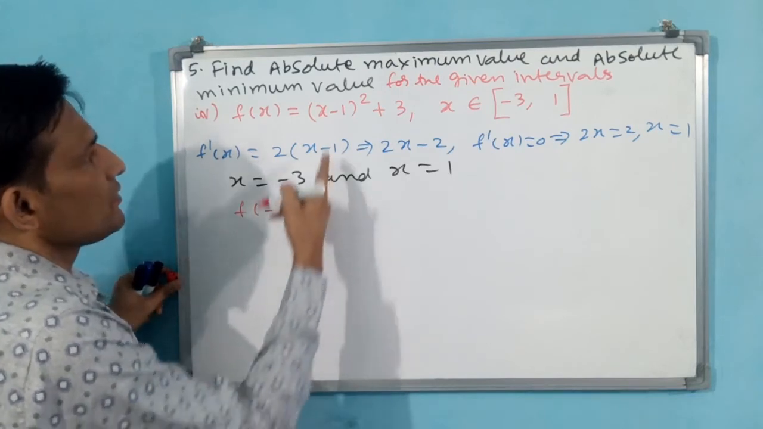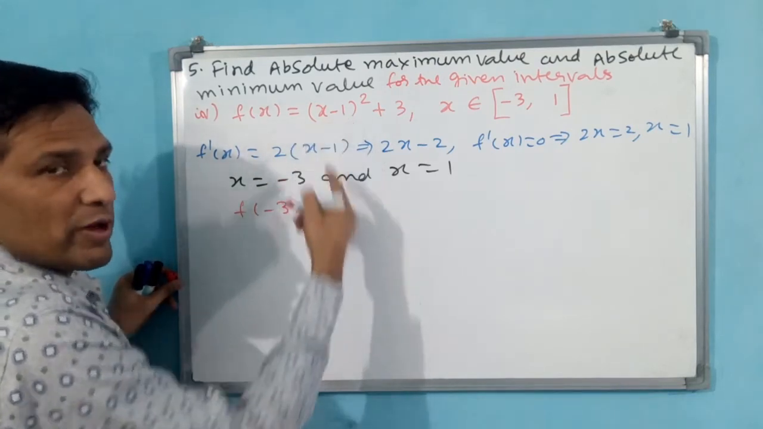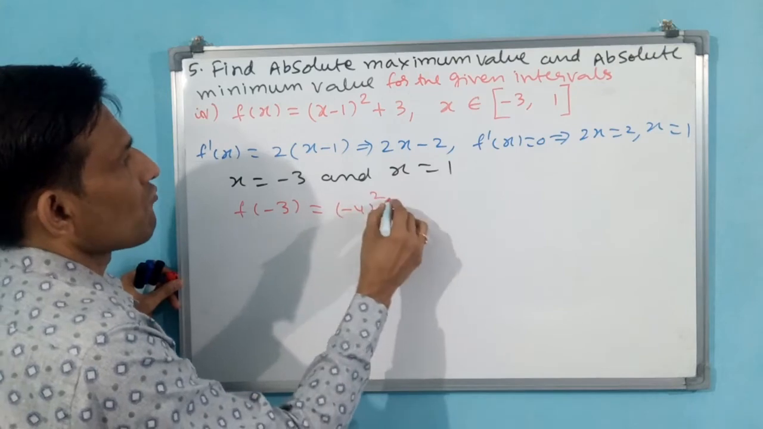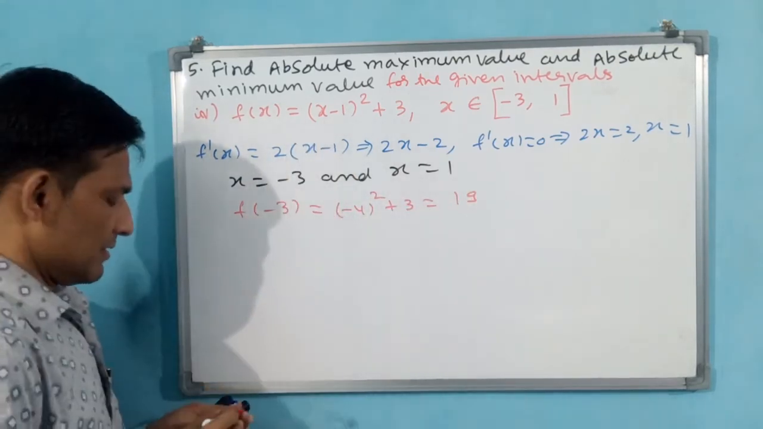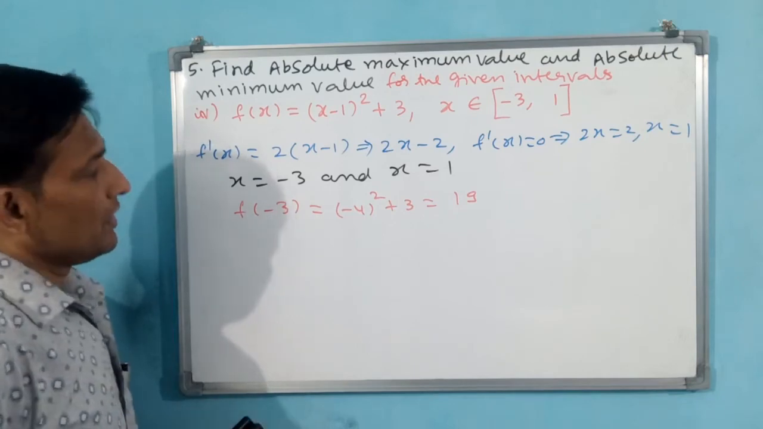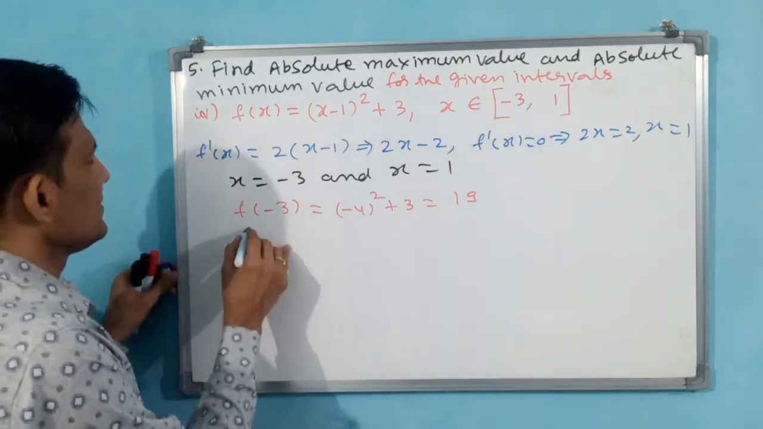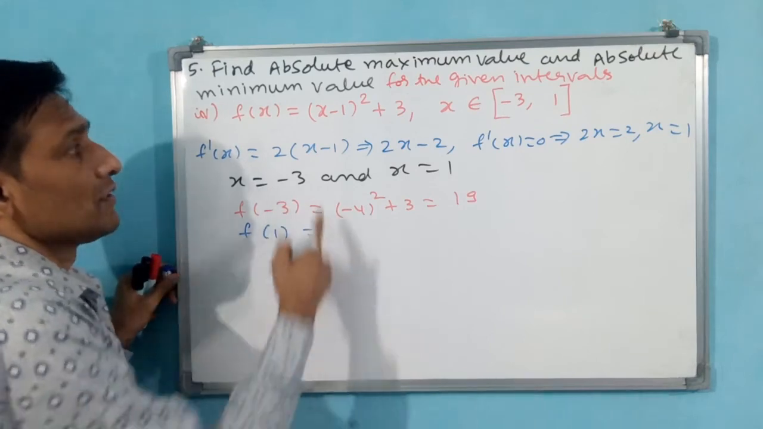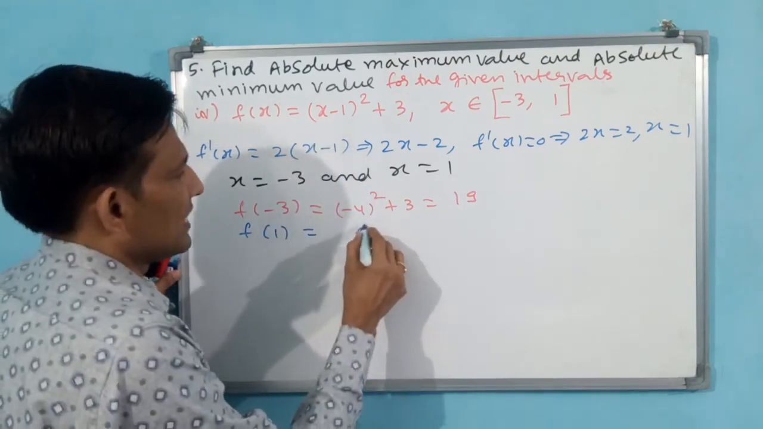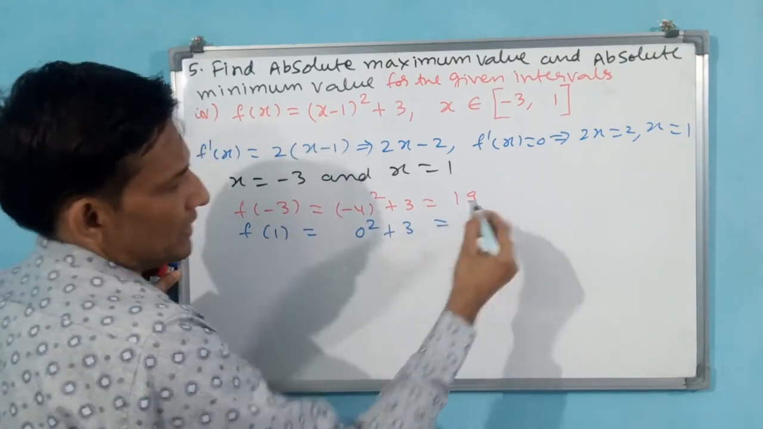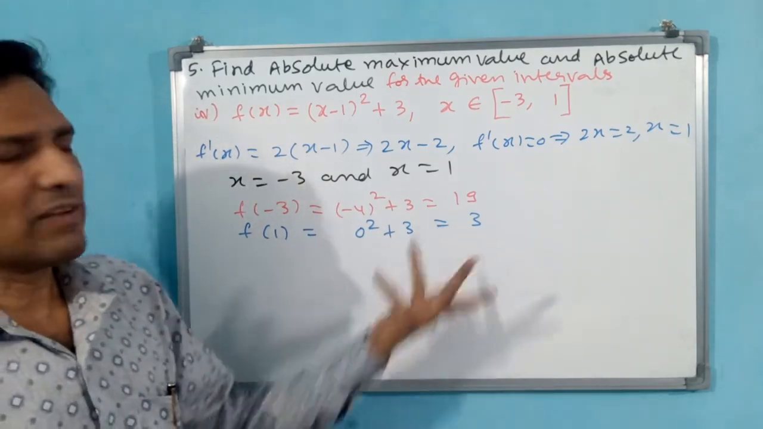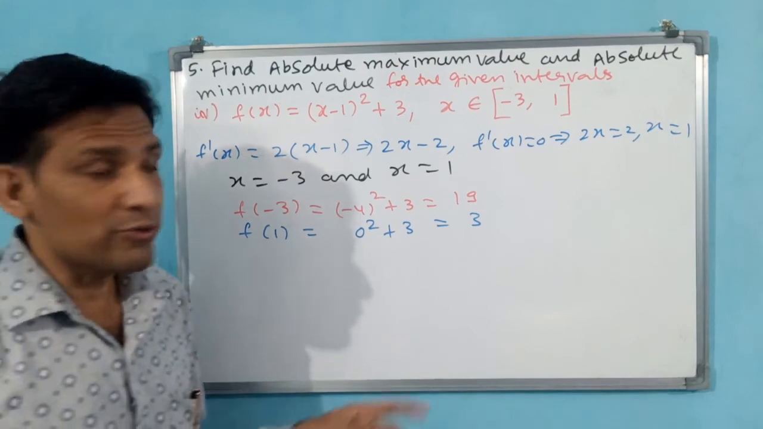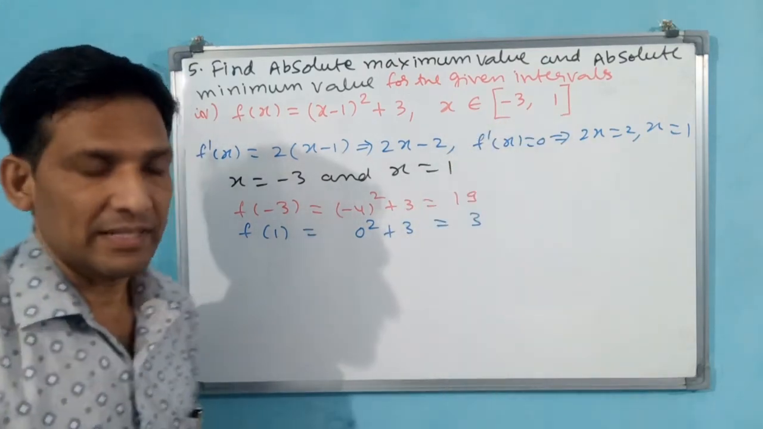f(-3) is equal to, you see, (-3 minus 1) squared is (-4) squared plus 3, 19. Why? Because 16 plus 3 is 19. Okay, then you find f(1): 1 minus 1 is 0 squared plus 3, that is equal to 3. See, you are having only 2 values, so one will be the absolute maximum and one the absolute minimum. Absolute because here a closed interval is there. Right?